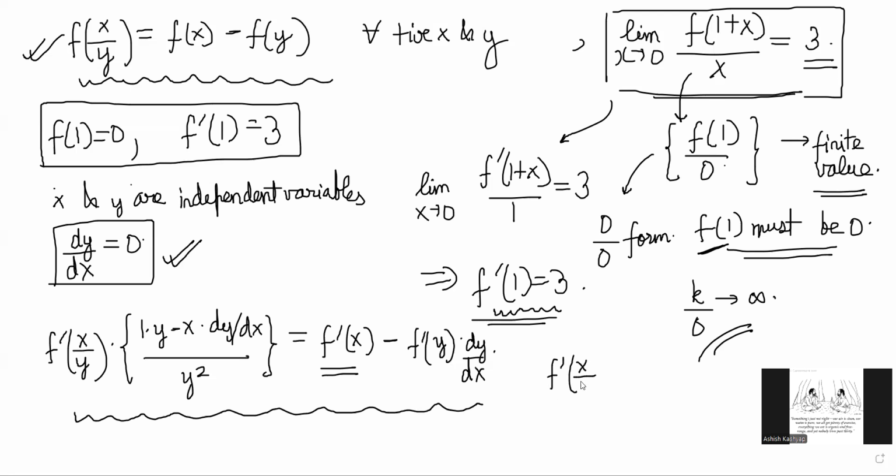f dash x by y multiplied by y minus 0 by y square is equal to f dash x, right? Because this term will also vanish, right? So I'll write that in the next page. It is f dash x by y multiplied by 1 by y is equal to, on the other side, we got f dash x, right? This is the differential equation that we are getting.